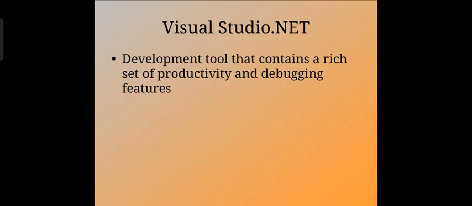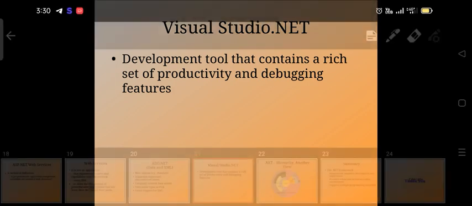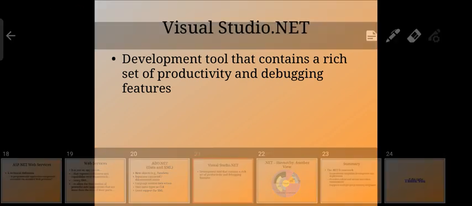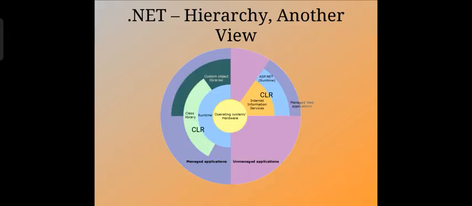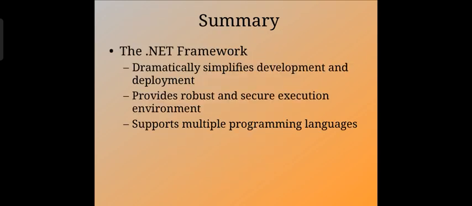Visual Studio.NET is a development tool that contains a rich set of productivity and debugging features. And the next one is a hierarchy view of what the .NET framework consists of. So, summary of .NET framework: it dramatically simplifies development and deployment. It provides a robust and secure execution environment and it supports multiple programming languages.